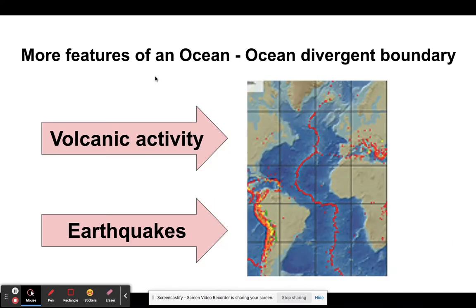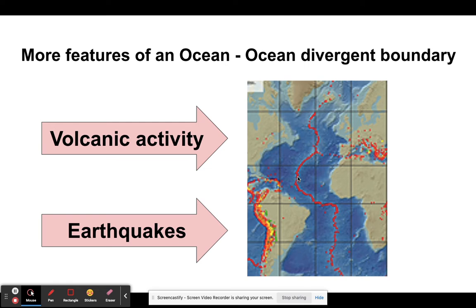Okay, when we have an ocean-ocean divergent boundary, like we're talking about, divergent, by the way, means moving in opposite ways, right? They're diverging, they're going opposite ways. Okay, you're going to get some volcanic activity. You see this spine right here, this line right down the middle of the ocean? Well, that's the divergent boundary.